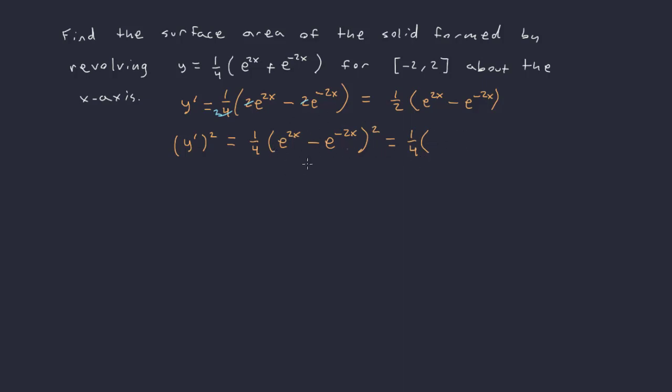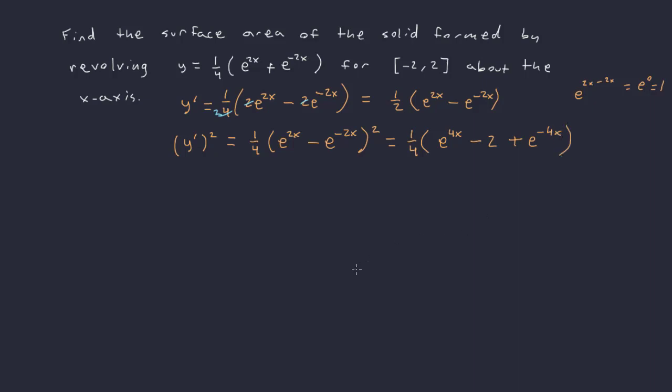When we FOIL this out, I'm going to get e^(4x). Now e^(2x) times e^(-2x) will be e^(2x - 2x), so that's going to be e^0, which is 1. So when we FOIL this out, we're going to get e^(4x) minus 2, plus e^(-4x), sorry, 4x.